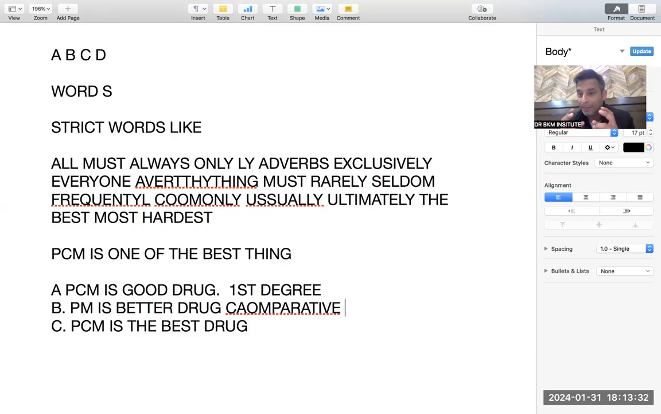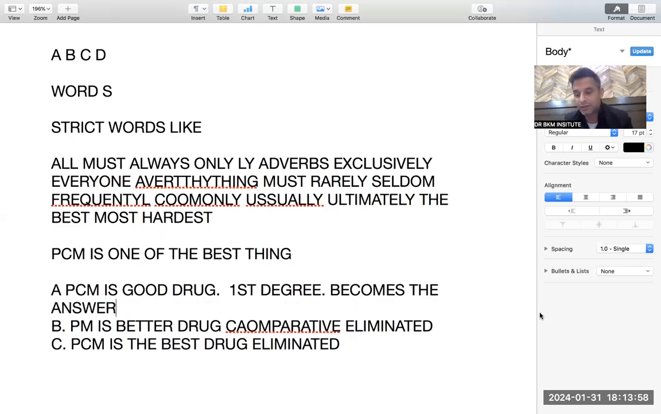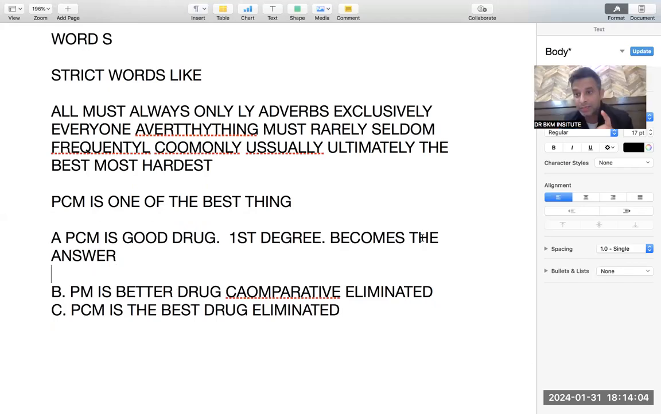So when you go to the paragraph, it says paracetamol is one of the best drugs. There is no comparison. Also, paracetamol is not the best drug, because it is one of the best drugs. So B is eliminated, C, the superlative degree, is eliminated, and the first degree becomes the answer. That is what I want to teach. This is what reading is all about: even though the option says it's a good drug, that becomes our answer if the paragraph says paracetamol is one of the best drugs.